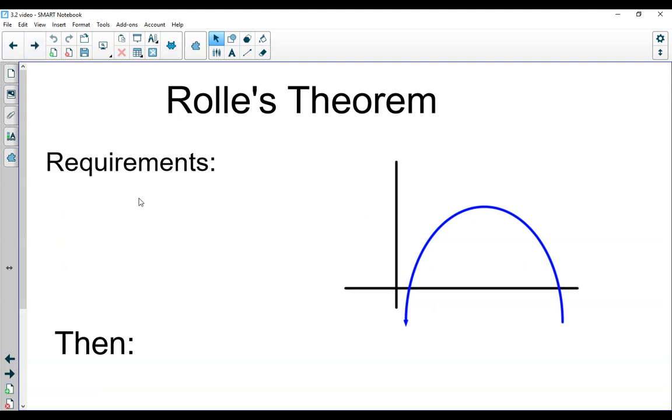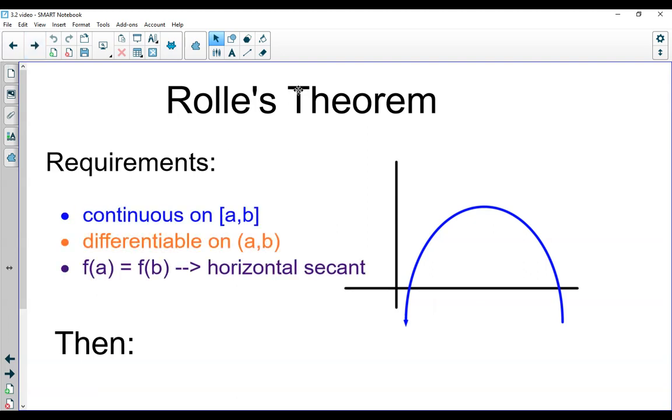work. Those requirements are that your function has to be continuous on the closed interval AB. It needs to be differentiable on the open interval AB. And then f of A needs to equal f of B. In other words, you need to have a horizontal secant.